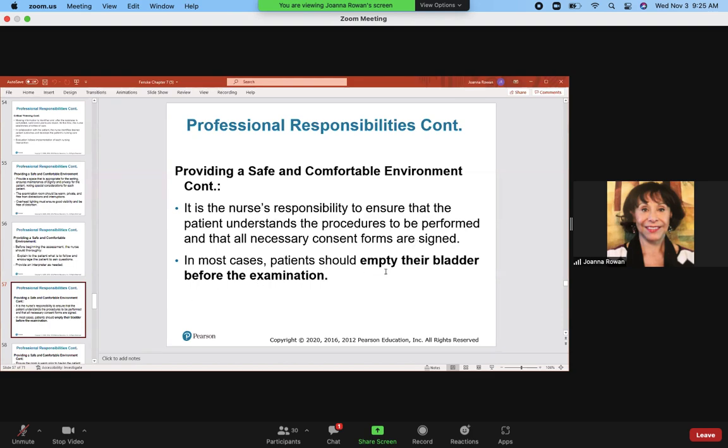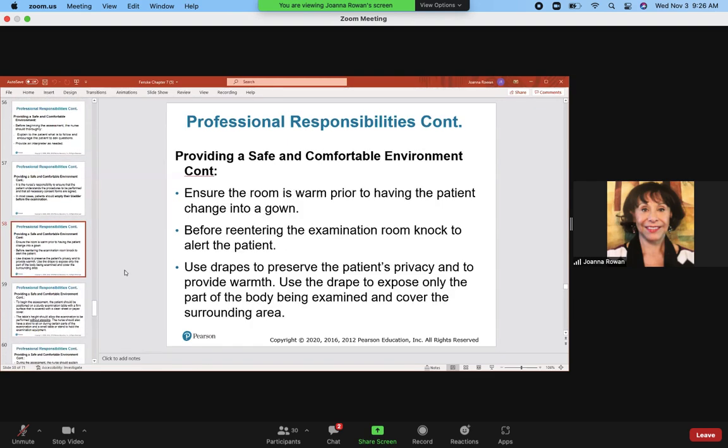In most cases, patients should empty their bladder before examination. And why will they need to do that? Because a complete physical assessment takes at least 15 minutes. And if they don't empty their bladders, very likely the patient in the middle of the exam will say, I need to go to the bathroom. And then you have to be waiting for the patient there. And believe me, once you become an RN, you realize how important it is to make those explanations and get organized because you are so busy.